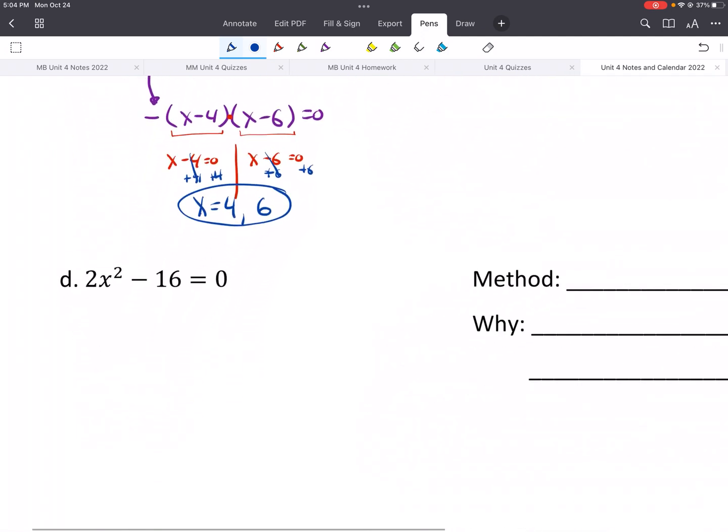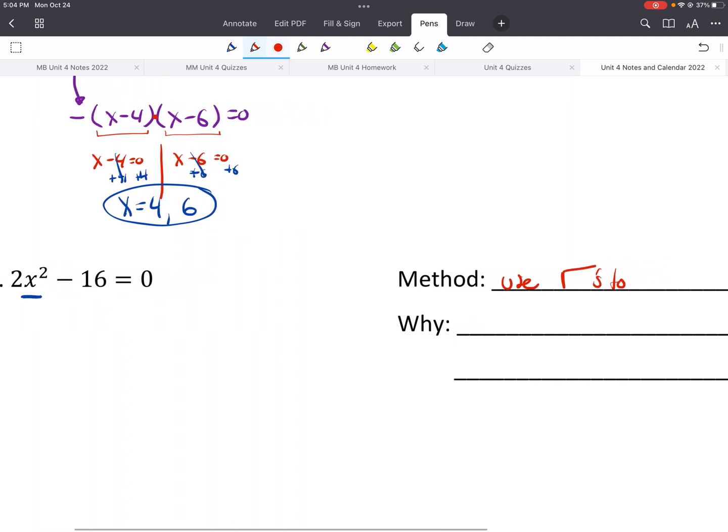All right, next. Here, straight up, I know that there is only one x and it's being squared, so I think the easiest way to do it is to use square roots to solve. So use square roots to solve. Why? Because we have one x and it's squared.